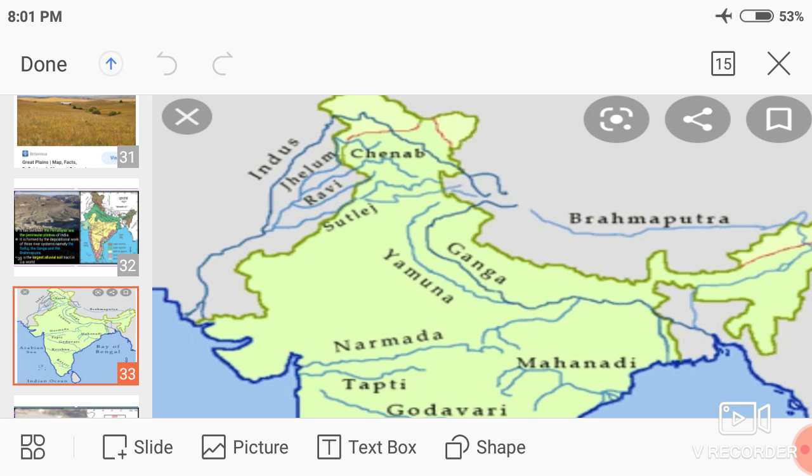One is the Ganga river, another is the Sutlej river, and another is the Brahmaputra river. The depositional work of the three river systems. Understand?